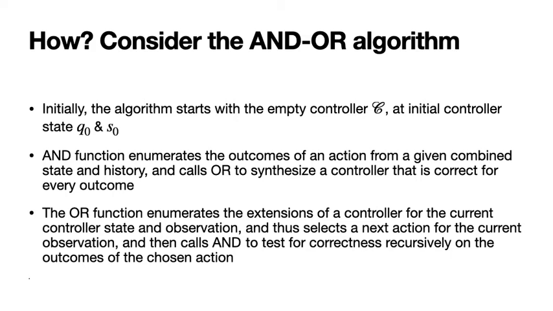Okay, it starts with an empty controller, and it has two functions, AND and OR, that alternate with each other. The AND function basically enumerates the outcomes of an action, and the OR function basically synthesizes a controller that's correct for every outcome.